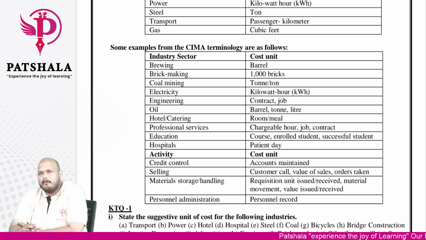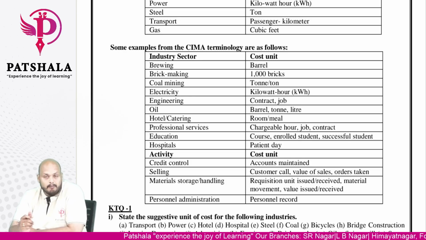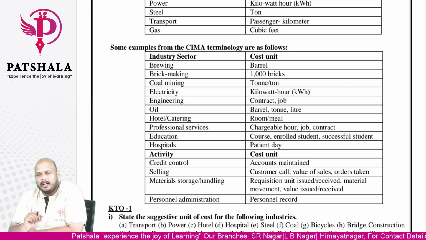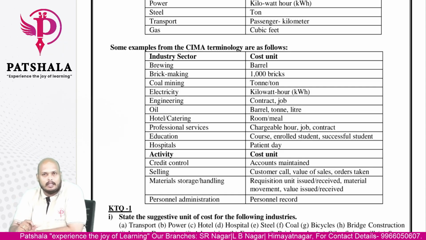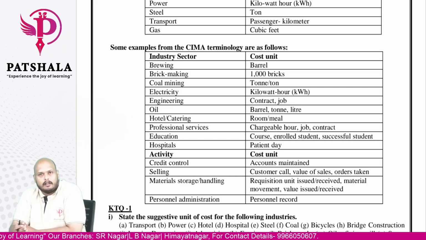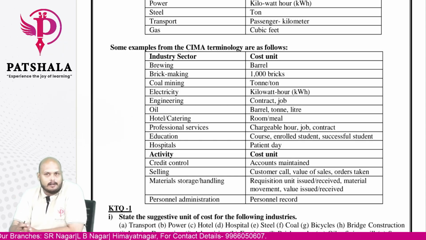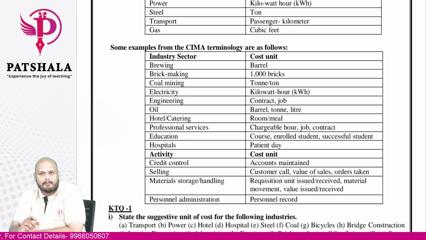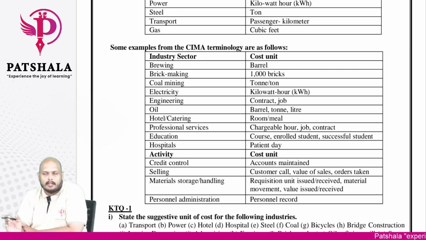Brewing. Brewing is what we see in the case of wine, vodka, certain types of beers and certain types of alcoholic drinks. In the case of brewing, how will they measure? They will measure in barrels. They will supply in barrels. If you go to a pub, a bar and restaurant, generally they will serve in ml, but the cost unit of measurement used here is barrels. The suppliers will supply to the bars, restaurants and pubs in barrels. Once they procure in barrels, they will convert into liters, measure in ml and supply.